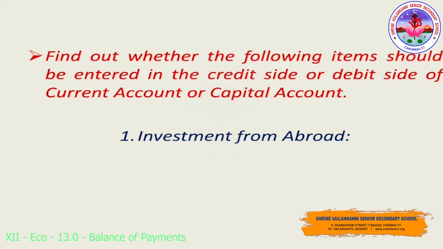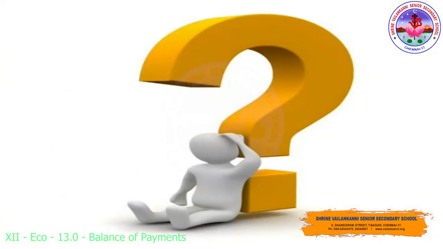Now, the first question: find out whether the following items should be entered in the credit side or debit side of the current account or capital account. So you are going to find out whether you are going to enter them in the credit side or debit side of the current account or capital account. The first question, investment from abroad. Your time starts now.